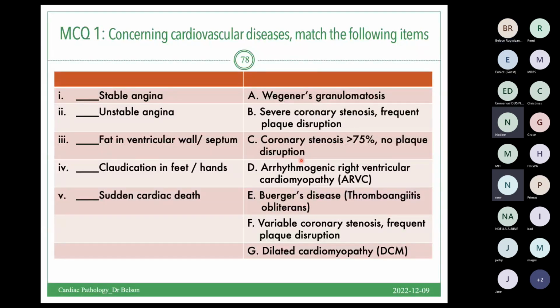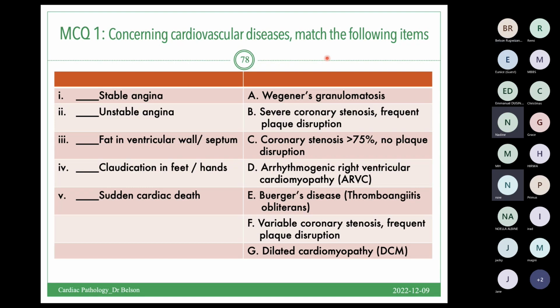Coronary stenosis greater than 75% and no plaque disruption. Yeah, I think so. Because when there is plaque disruption, it doesn't cause a stable angina, it can cause other things. And you want to match that to unstable angina. B. For severe coronary stenosis, frequently plaque disruption.